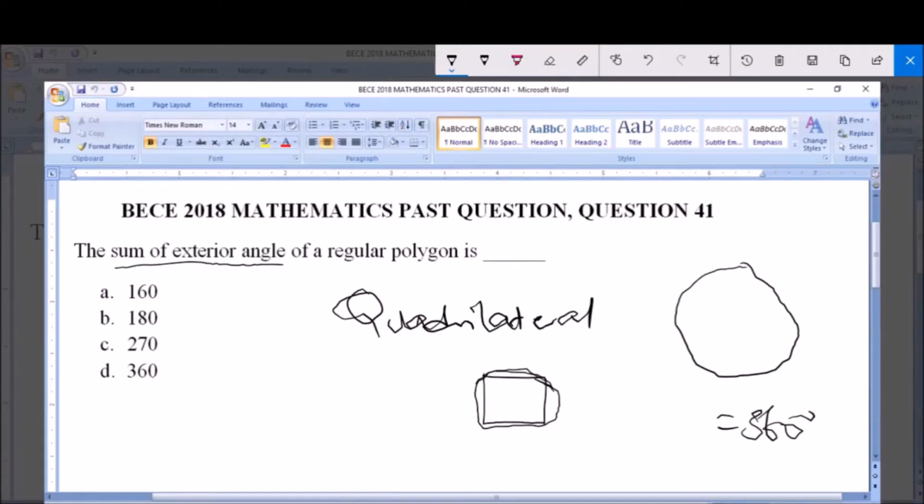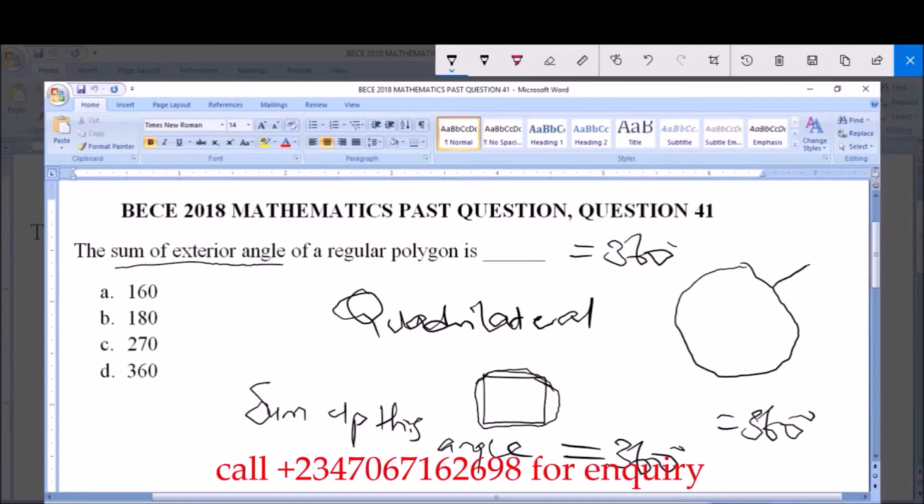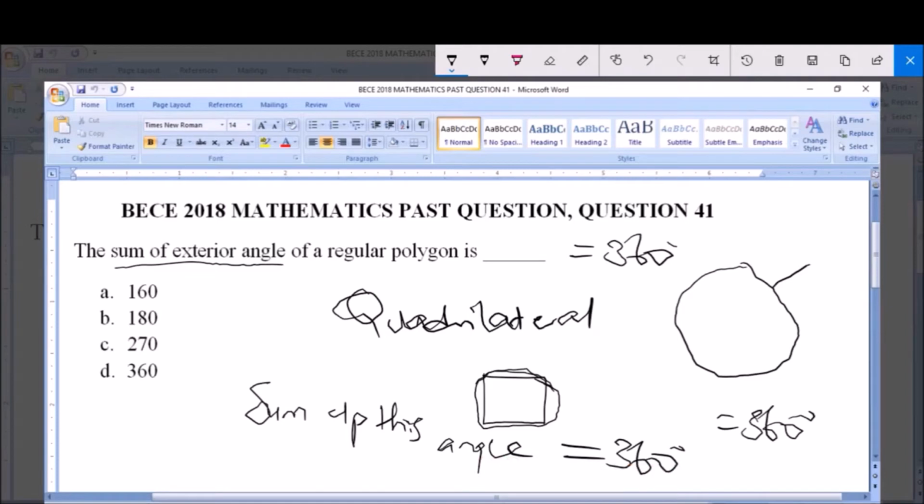And now if you are to calculate or sum up this angle, it will give you 360. It must equate to 360. That is the exterior angle of any polygon, be it a 6-sided polygon, 5-sided polygon, or 7-sided polygon, must be equal to 360 degrees, because the edges of this polygon can be used to get a circle. And like you know, the angle in a circle is 360 degrees. The sum of all these exterior angles of a regular polygon is 360 degrees.